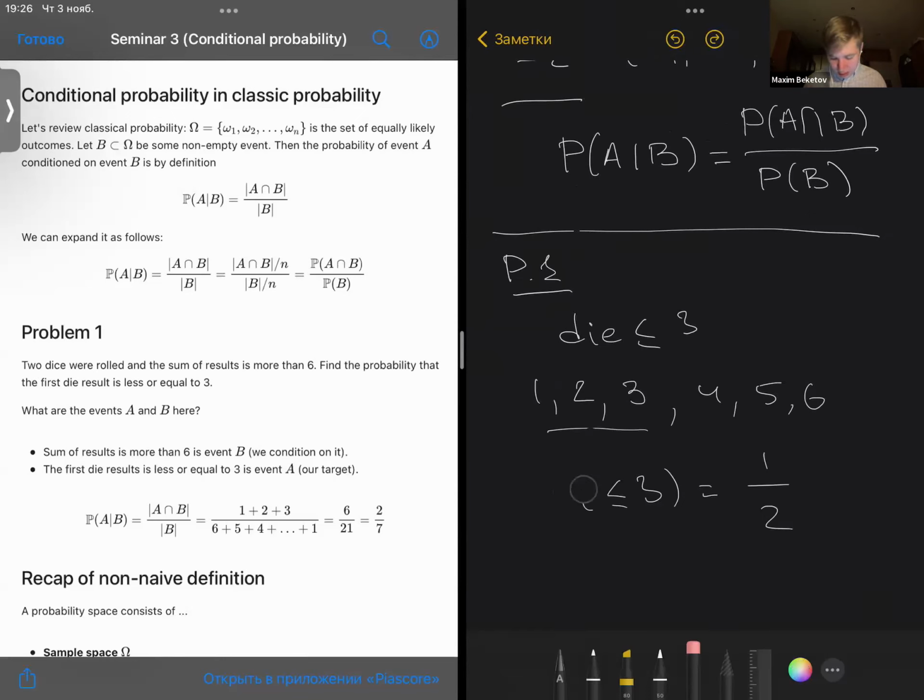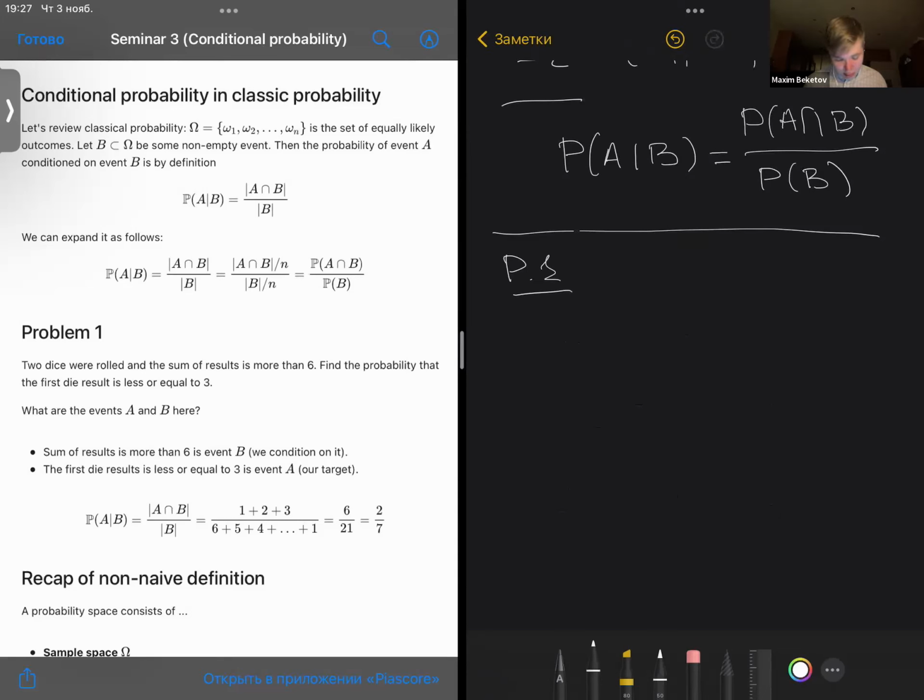We roll the die twice, and the sum of results is more than 6. Okay, and we should find the probability that the first die rolled something that is less than or equal to 3. So how do we do that? A good way is to draw the whole sample space, right?